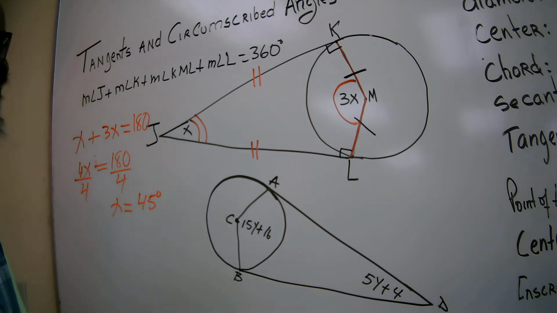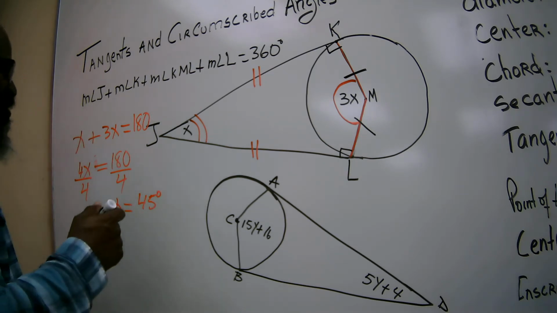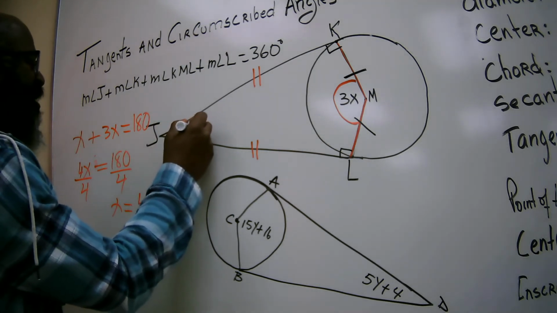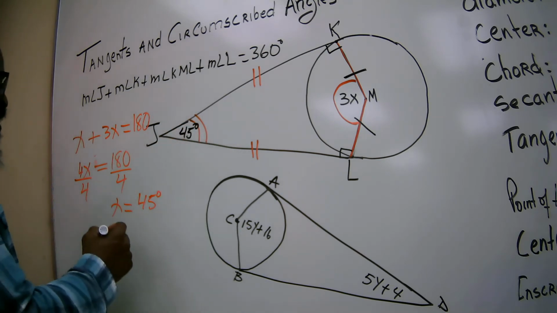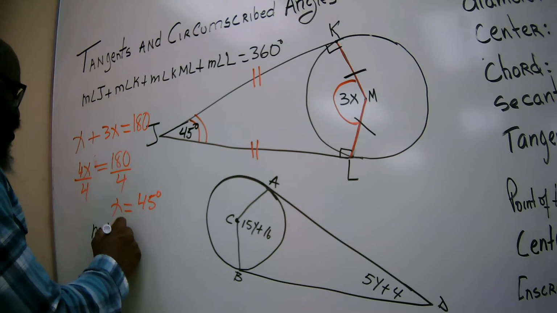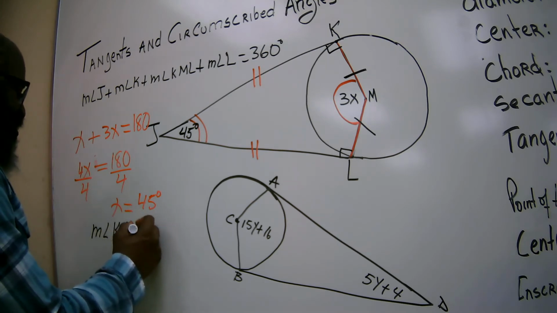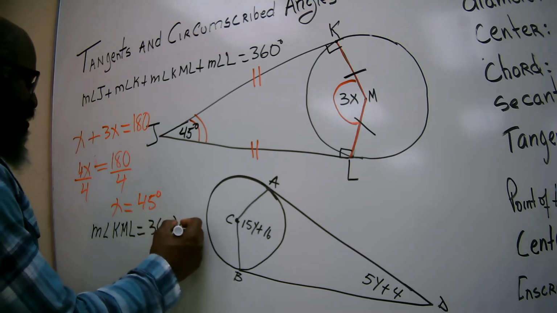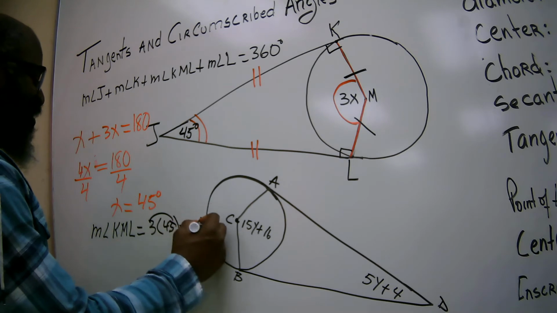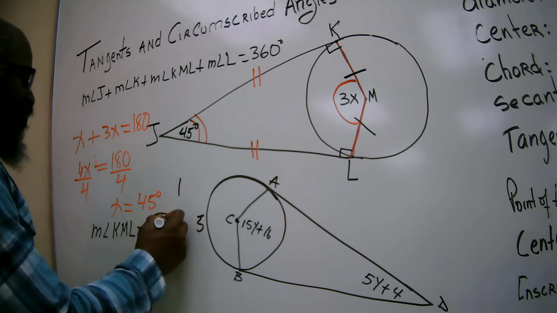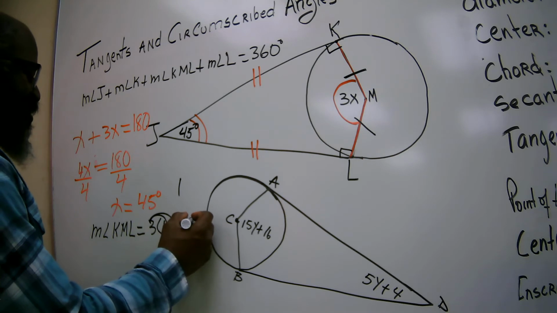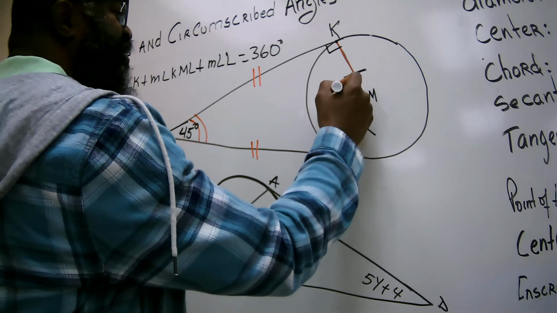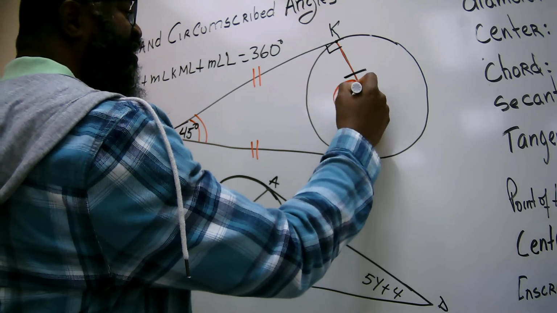Now we can find the measure of angle J. In this case, the measure of angle J will be 45 degrees. That was not known. Now we know it. x is 45 degrees. And to find the measure of angle KML, we see the central angle represented by 3x. That will be 3 times 45. 3 times 5 is 15. You carry 1. 3 times 4 is 12. 12 plus 1 is 13. That will give you 135 degrees. This central angle will be 135 degrees.